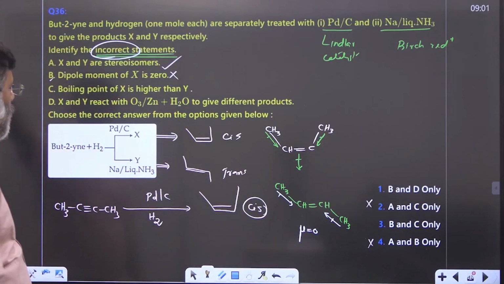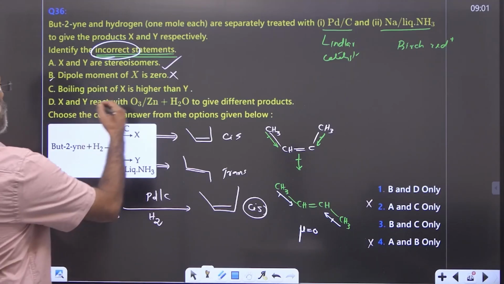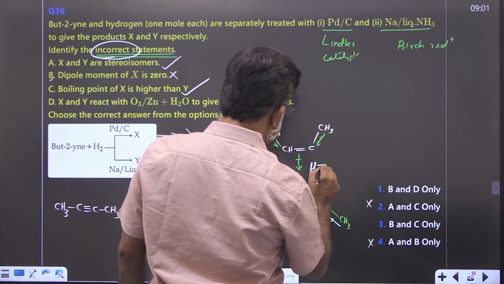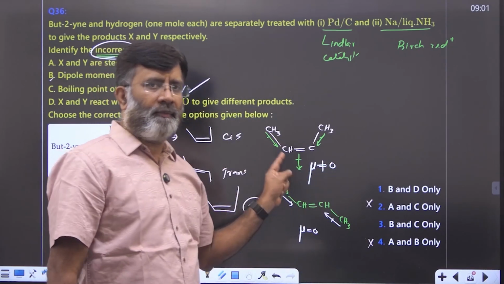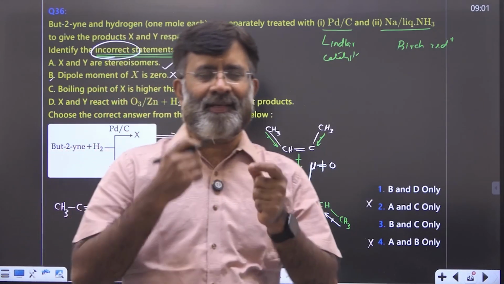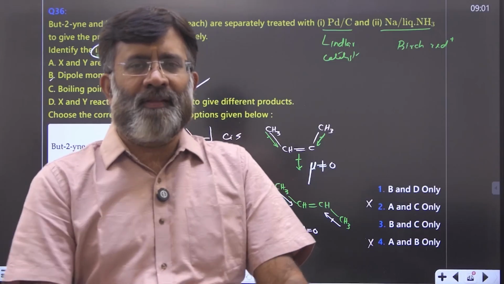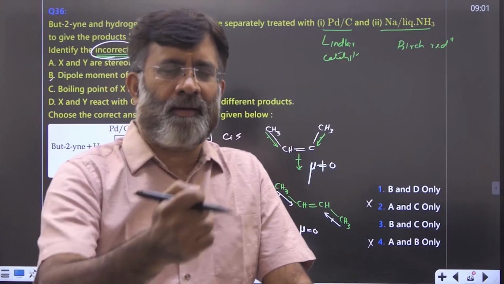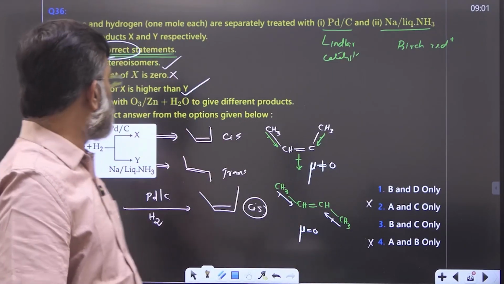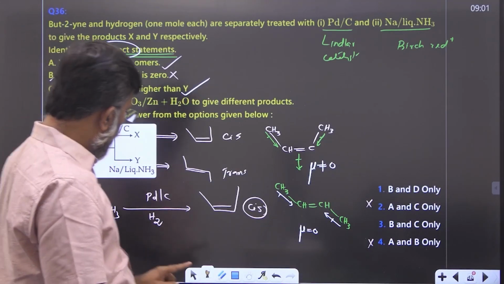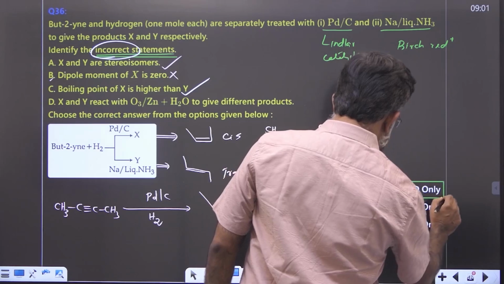Now see, boiling point of X is higher than Y. That is a correct statement, because here you have a definite, non-zero dipole moment and here you have a zero dipole moment. So there is a definite polarity, and that adds to molecular attraction. When the molecular attraction increases, boiling point increases, right? So boiling point of X higher than Y is a true statement and hence we get our answer. Option 1 should be the answer.